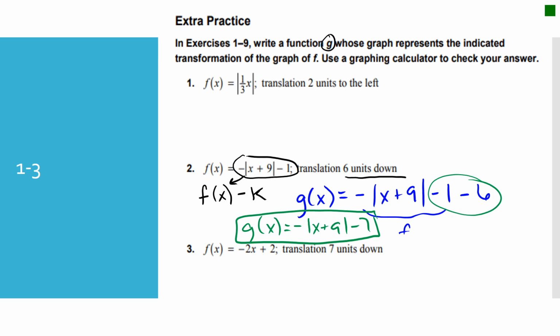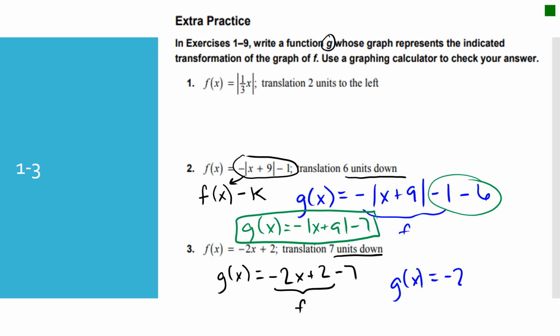Okay, let's try the next one. It's very, very similar. I suggest you pause and then come back and look at it later. This is going to work the same way because it's 7 units down. So I'm going to start with the function. I'm going to call my new one g. The original function is negative 2x plus 2, so that's my original f. And I'm going to show that it's going to move 7 units down, and then anything I can simplify I will. So in this case, g of x will be negative 2x minus 5. Okay, so that's the answer for that one.